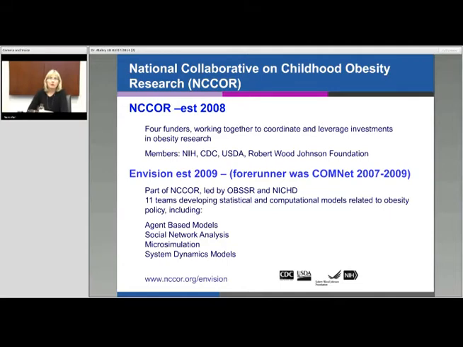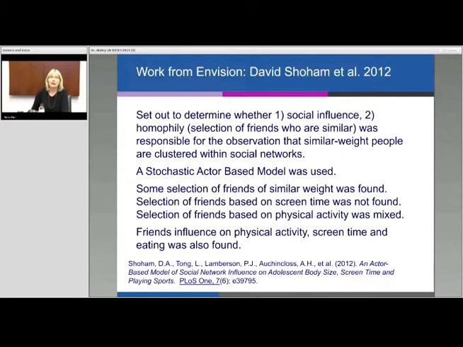We also established something called Envision that's part of NCORE. So NCORE is the National Collaborative on Childhood Obesity Research. It's a collaborative between 4 funding agencies: NIH, CDC, U.S. Department of Agriculture, and Robert Wood Johnson Foundation. As part of that, there's something called Envision, which is a modeling network. We have about 11 teams developing statistical and computational models related to obesity. And I'll talk about some of the work that came out of Envision later, or right now, I guess.